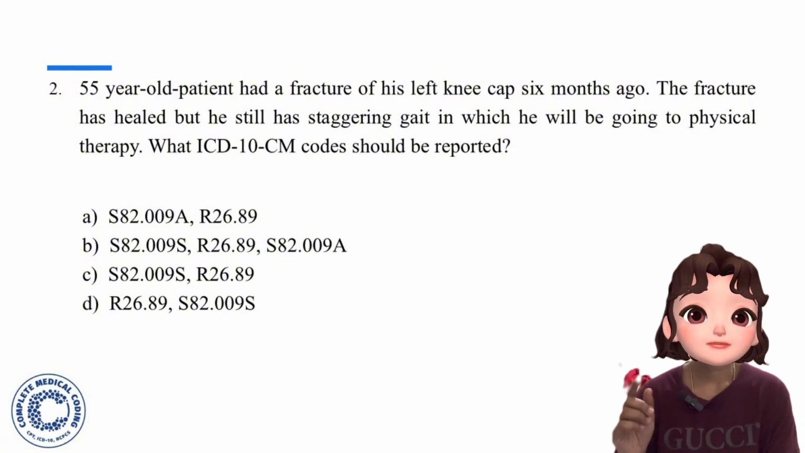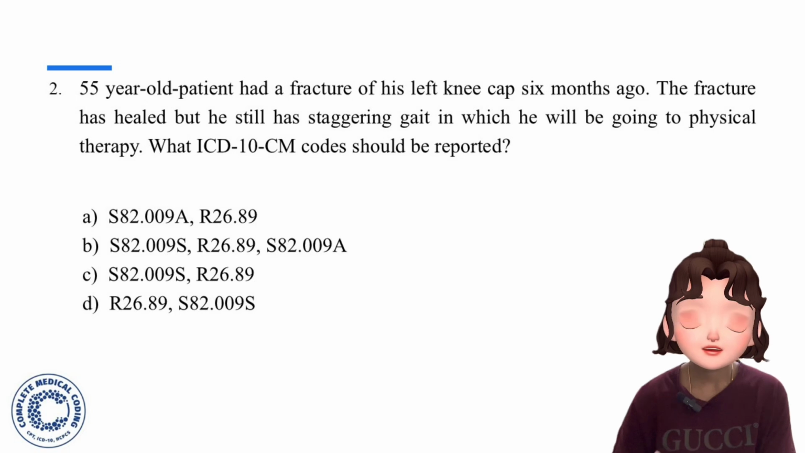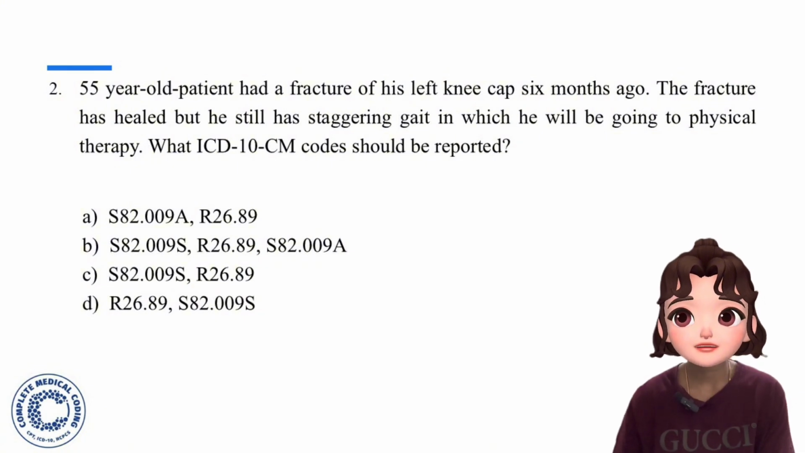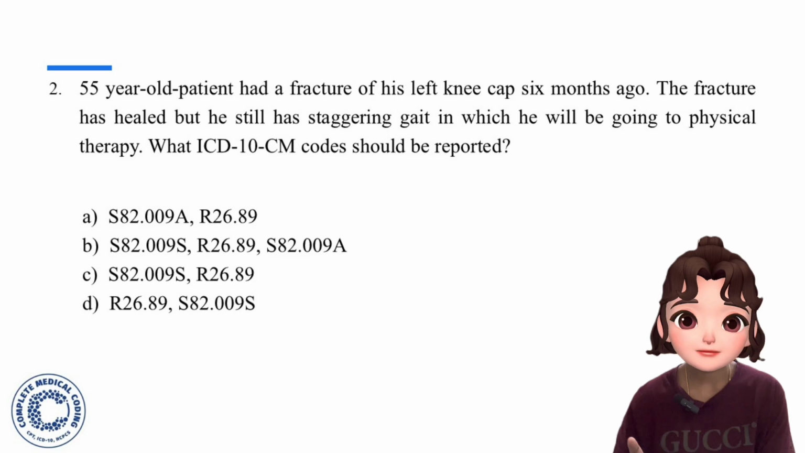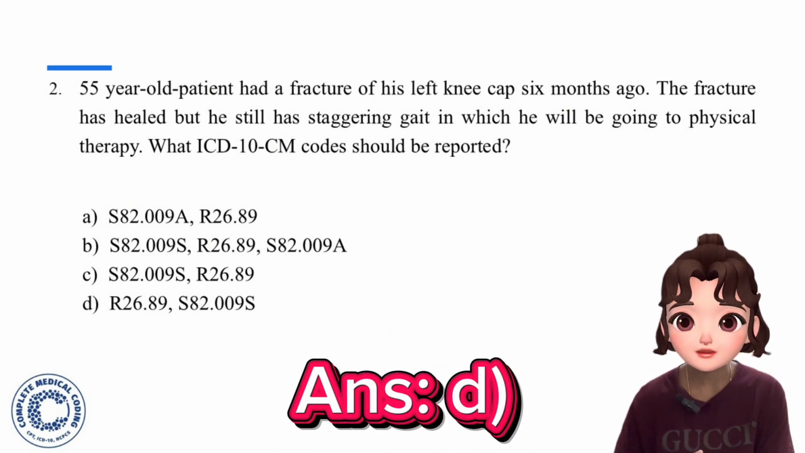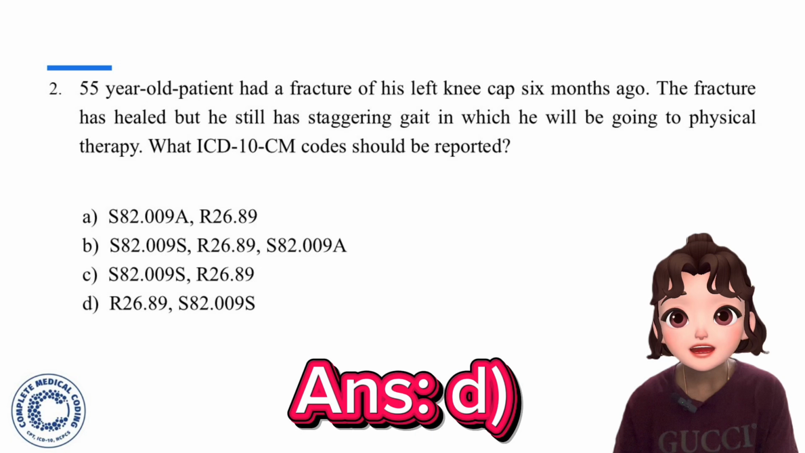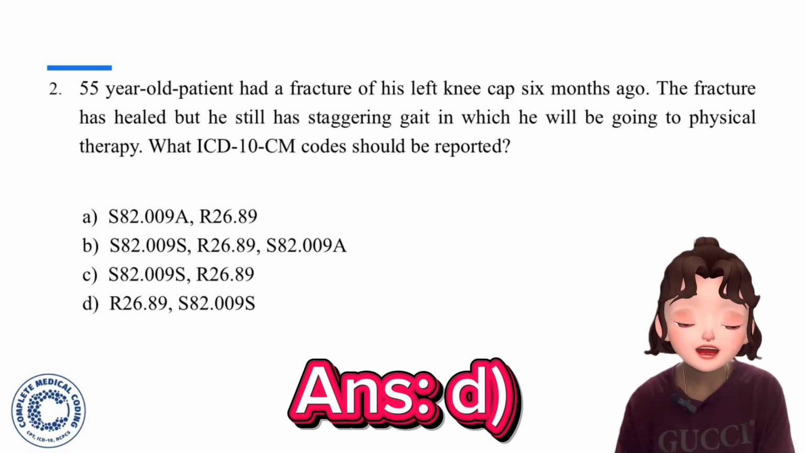But the only thing is, whatever the current situation the patient has needs to be coded first. So here, staggering gait should be coded first, followed by the fracture underlying condition, which is S82.009S. So the answer here is option D. Staggering gait should be coded first, which is the R code, and then the S code, which represents sequela, unspecified fracture of unspecified patella, sequela. Yeah, S represents sequela. A is initial encounter, D is subsequent encounter, and S is sequela.